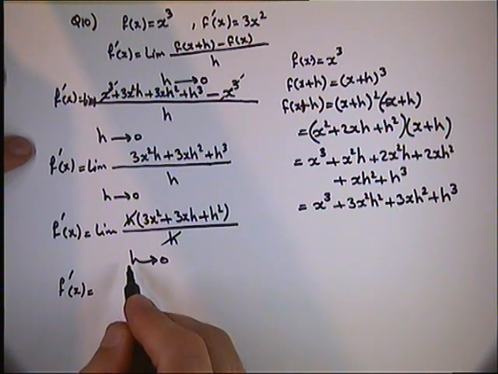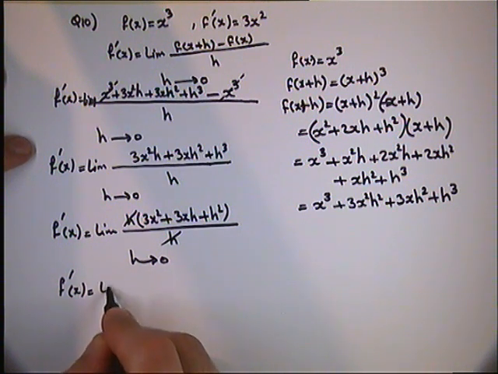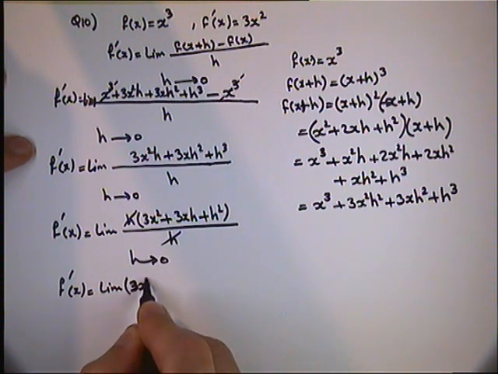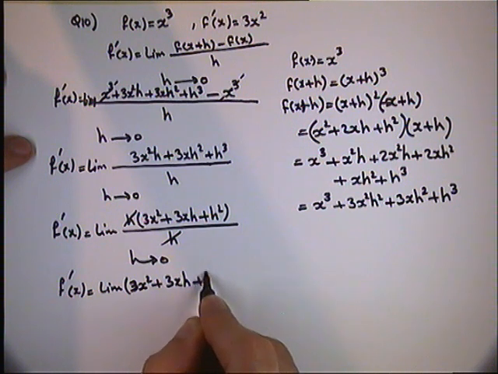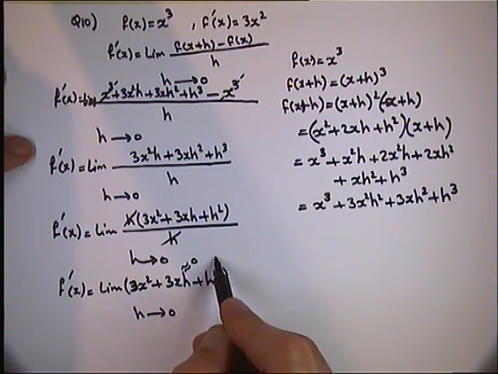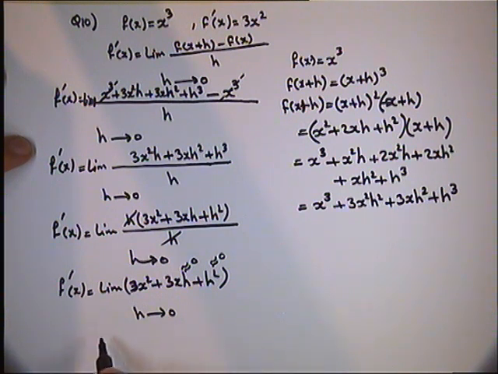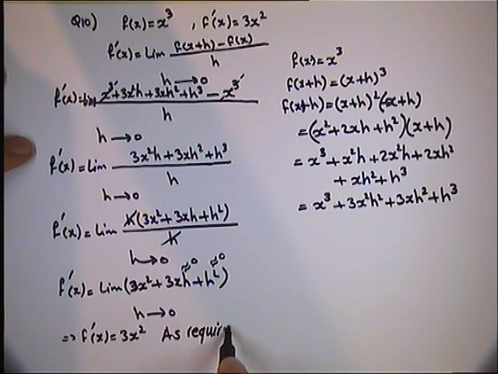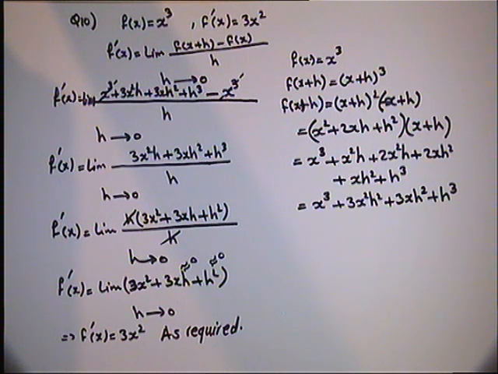f prime of x is equal to the limit of 3x squared plus 3xh plus h squared when h is tending toward 0. When h is tending toward 0, 3xh becomes approximately equal to 0 because h is a very small number, very close to 0, and h squared becomes 0 as well. So therefore, f prime of x is equal to 3x squared. And that is the end of question 10. In the next video, we will go through questions 11 and 12.